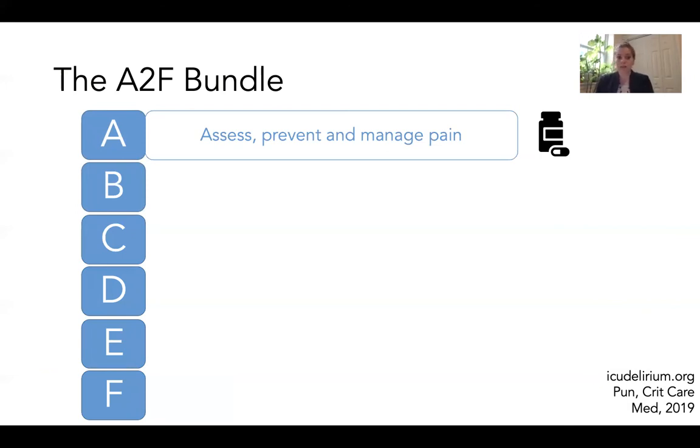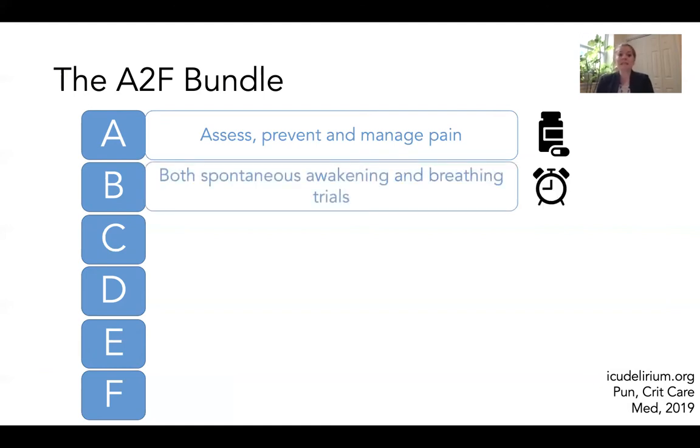A stands for assessing, preventing, and managing pain. This should be performed routinely. Multiple standardized tools exist, but the key points include using complementary pharmacologic agents such as opioid and non-opioid analgesics, pre-medicating patients before painful procedures, and awareness of altered pharmacokinetics during critical illness. Treating pain is essential given the strong relationship between poor pain control and delirium.